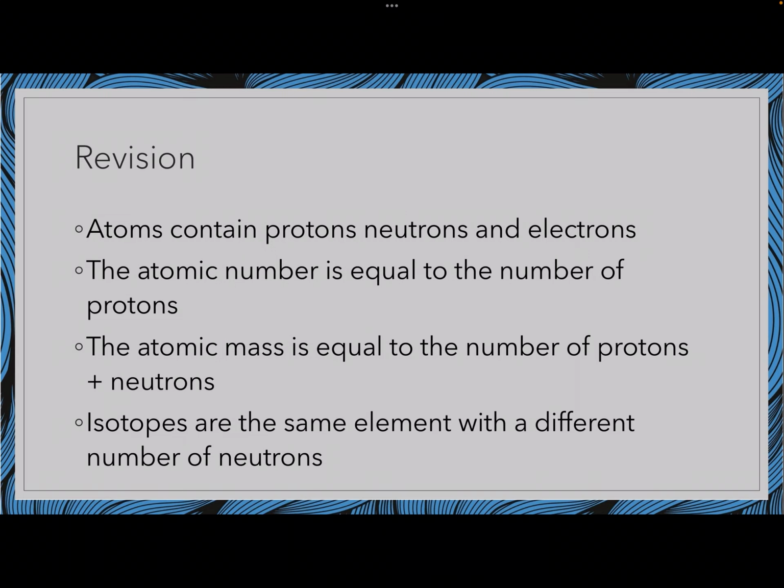Okay. I should also add that when we've got an element symbol and our two numbers, okay, the atomic number is at the bottom and the atomic mass is at the top. Okay, so just remember those. So let's move on to the first thing. So unstable isotopes.